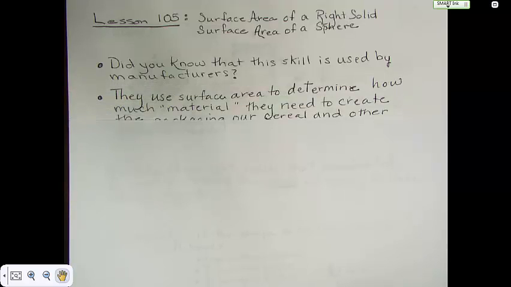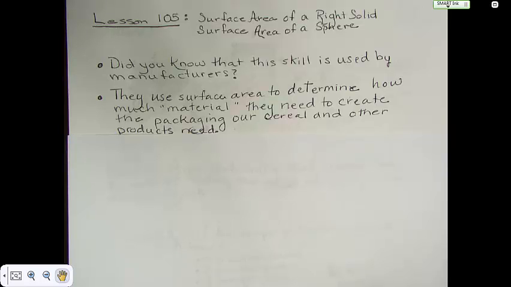They use surface area to determine how much material they need to create the packaging for our cereal and other products. Any kind of product that you buy that's in a box or any kind of a container, they use the whole concept of surface area to figure out how to plan for the materials that they need, and then they use it to figure out how much packaging material, as far as their covering material, you know, the advertisement material too.